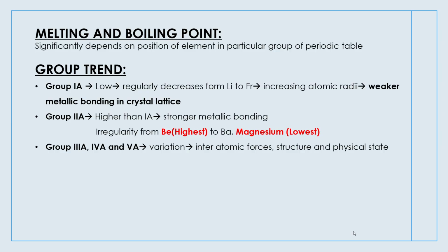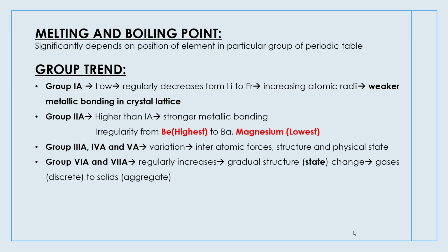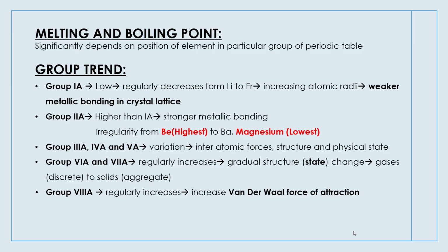For groups 3, 4 and 5, there is variation because of the interatomic forces, structural differences, and the physical state may also vary. For groups 6 and 7, the melting and boiling point regularly increases. The state may change. If the state is gas, it is in discrete form, and for solids, as they get aggregated, they have the highest melting and boiling point. For group 8A, the melting and boiling point increases regularly. Why? Because of the van der Waals forces of attraction.